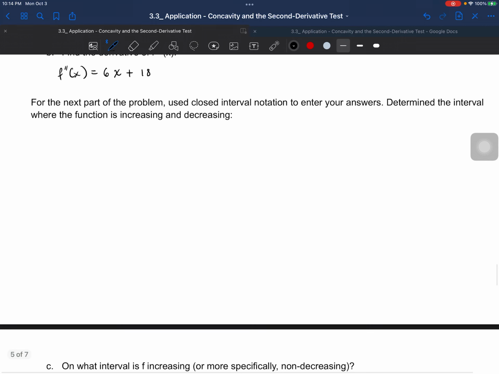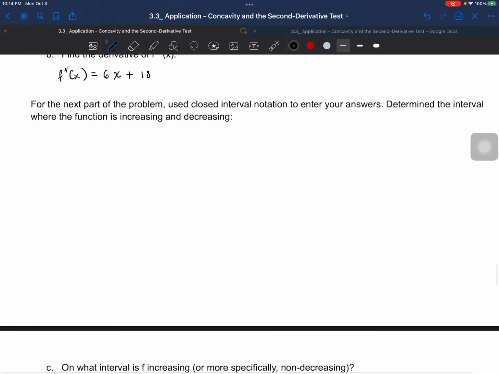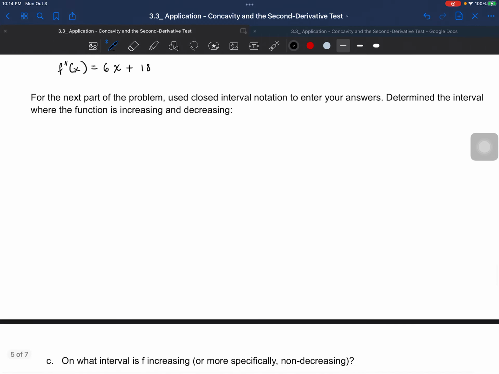Now we're going to find the next part of the problem. Use closed interval notation to enter your answers. Determine the intervals where the function is increasing or decreasing. So we know from the last section how to find where the function is increasing or decreasing. We need to make a sign chart, right?